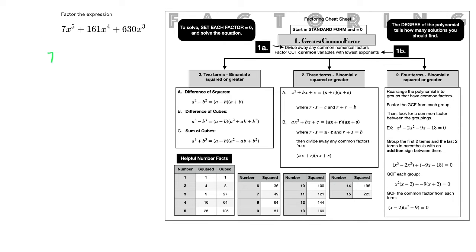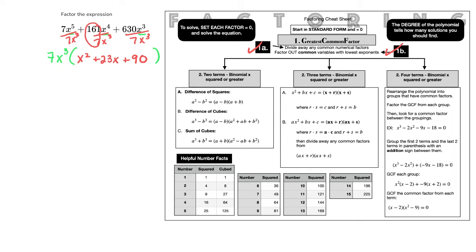In this case, everybody's divisible by 7, so I'm going to take a 7 out of everybody. And if I look at their x's, x cubed is the lowest exponent, so they all have at least an x cubed in them. I'm going to factor that out of them. Essentially, I'm dividing each of these by the 7x cubed that I'm pulling out. So 7 over 7 is 1, and x to the 5th over x cubed is x squared. 161 divided by 7 is 23, and I have an extra x on top. And 630 divided by 7 is 90, and the x cubeds cancel. So that's step 1 and step 2.